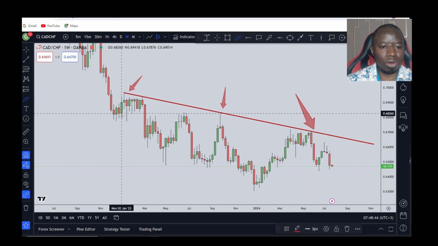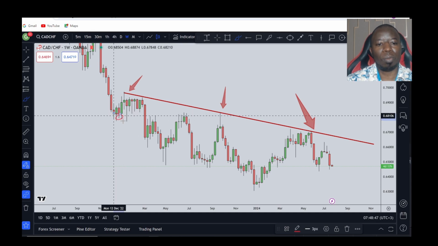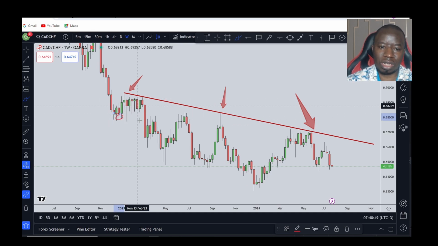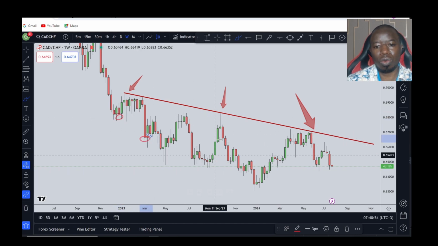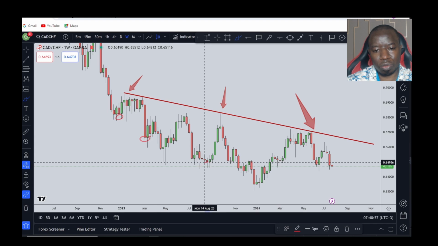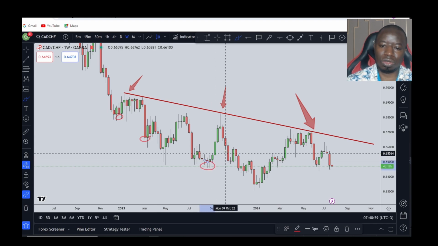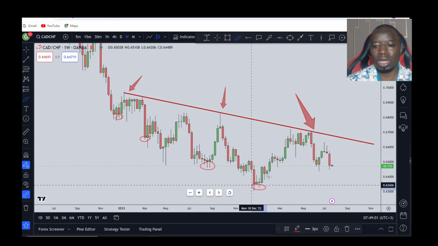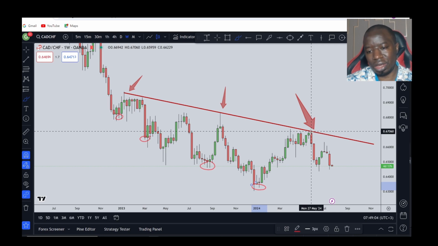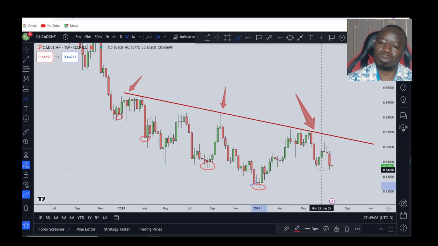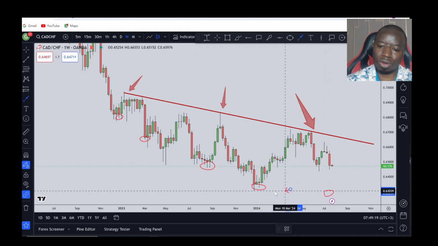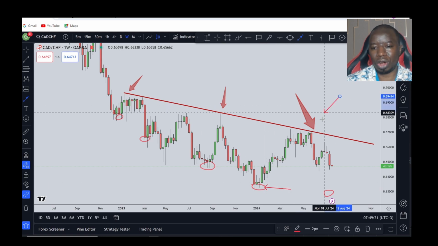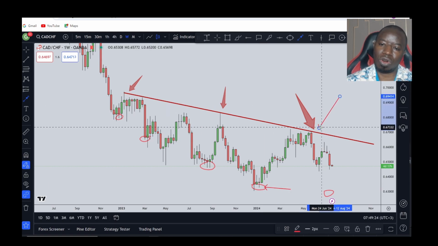We see this was a low formed right here, but when price was rejected at this area, it came and broke below this low to create a new lower low. When it came back to this area, it was able to break below the previous low to create a new lower low here. Now this time it has tested it again here, and probabilistically we could say that we will likely see another lower low, lower than the previous low that was formed before price touched this area of resistance.